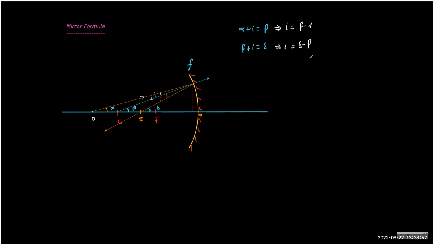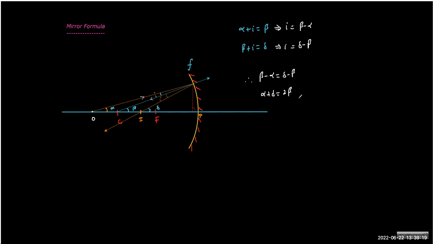When we derive some formula, we want our answer to be independent of the angle of incidence. It should be the same for all angles. So we must eliminate I, which is clear. We can write, therefore, beta minus alpha is delta minus beta. The next step is obvious. We can write alpha plus delta equals 2 beta.